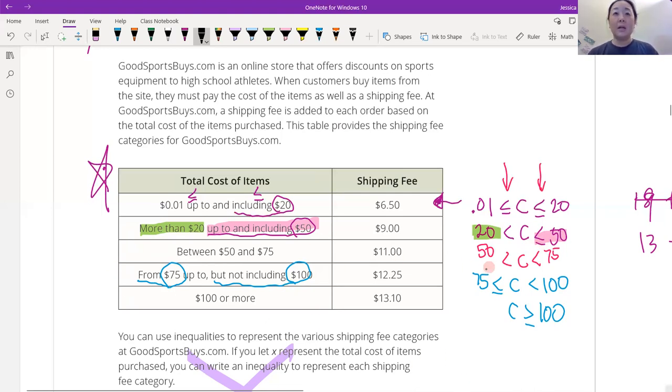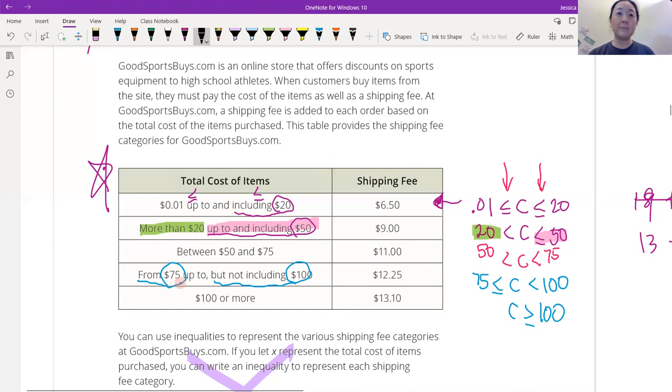So there we go. And then here, the next one's between 50 and 75. It says it's between, but not equal to, right? So it's literally 50, 75, in between. See how C is literally in between it? Actually, should I do it this way? Does that make more sense to you? So there we go. So that's in between. And the shipping cost would be $11 for those ones.